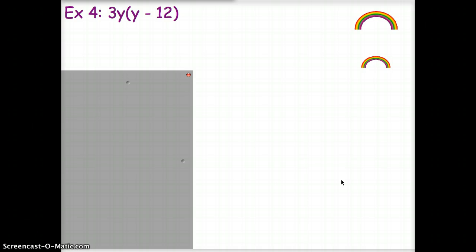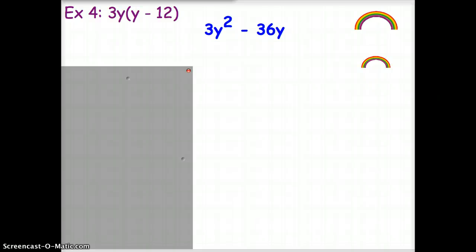Try this example on your own. Make sure you distribute completely to each piece. Pause your video at this time. Did you get 3y squared minus 36y? If so, great job. If not, go back and see if you can catch your mistake.